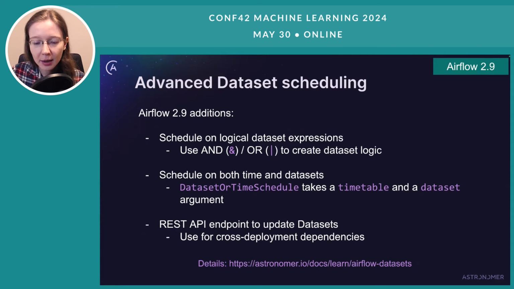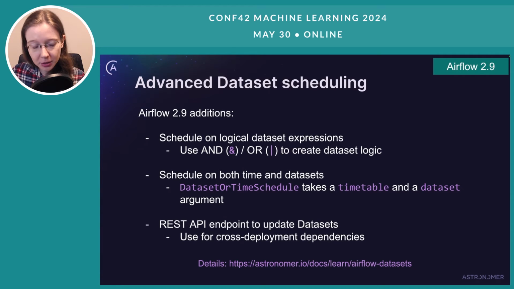So you can say, I want this DAG to run as soon as this dataset or this other dataset has been updated. You can do that with as many datasets as you want, and you can build complex logical structures like that. The other new update is that you can also have a DAG that is running on both time and datasets. The prime use case is that you have a DAG that updates a table, and you want this DAG to run once per day, but also whenever a certain dataset is updated. You can now do that with the dataset or time schedule.